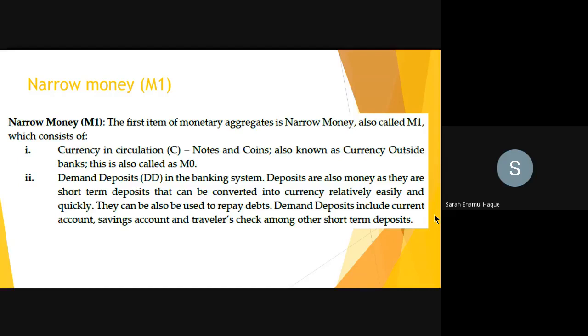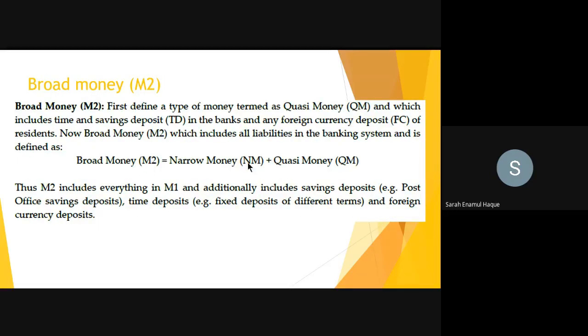So if you keep the money there, the M1 of the economy will increase, as well as the M2, because look at the equation here. M2 is equal to M1 plus the other things, that is, time deposits, savings deposit, all those things. So if this increases, this will also increase. This is QM, quasi money. Quasi money is basically these things: time deposits, savings deposits, and foreign currency deposits. So these together are called quasi money.